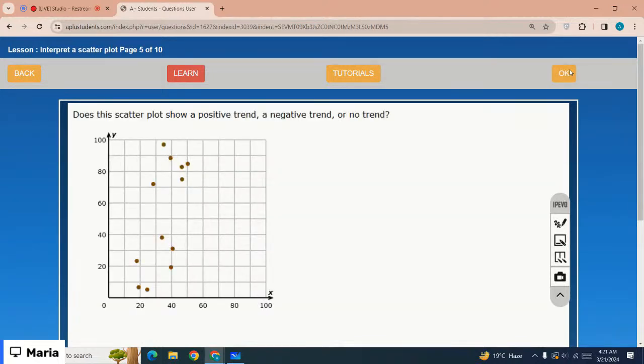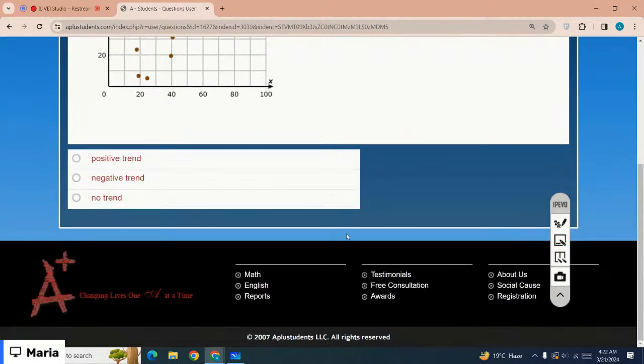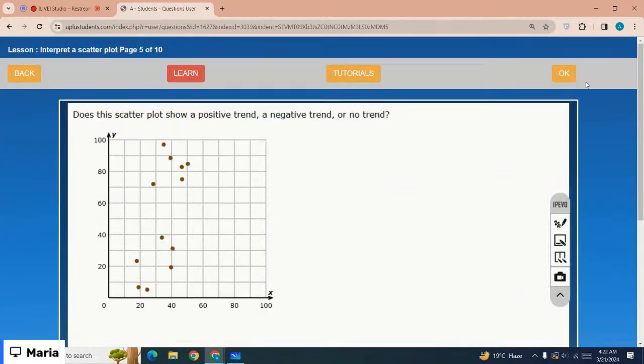Does the graph show a positive trend, a negative trend, or no trend? So, which is the correct option? The graph shows the positive trend. The correct option is positive trend.